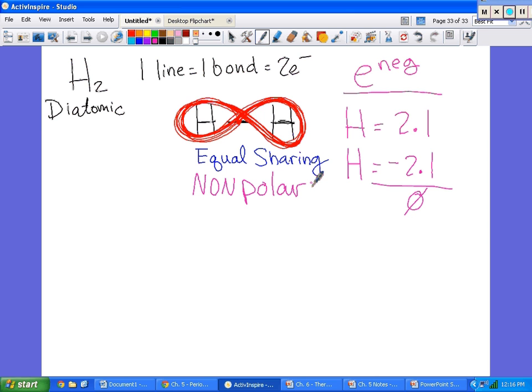All right, now we're done with H2. We're going to go ahead. Electronegativity will, but this part will. Okay? So, we have HF.